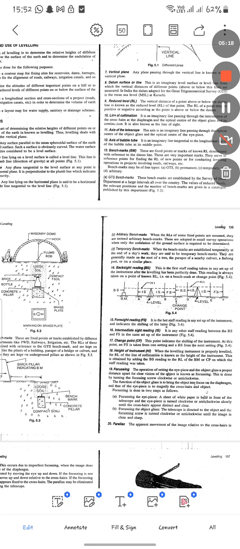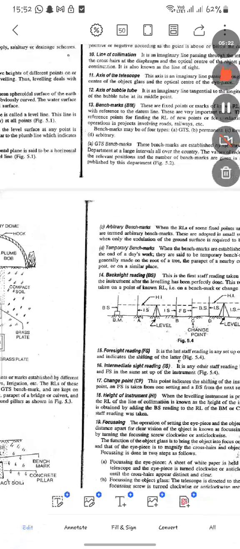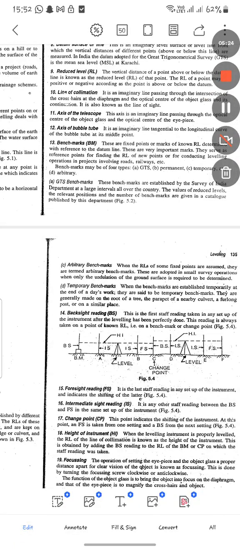Another one we have the line of collimation. It is an imaginary line passing through the intersection of the crosshairs at the diaphragm and the optical center of the object glass and its continuation. It is also known as the line of sight.